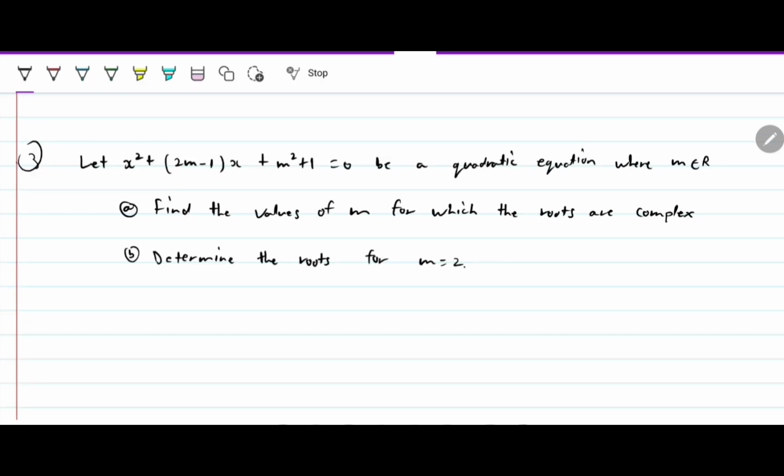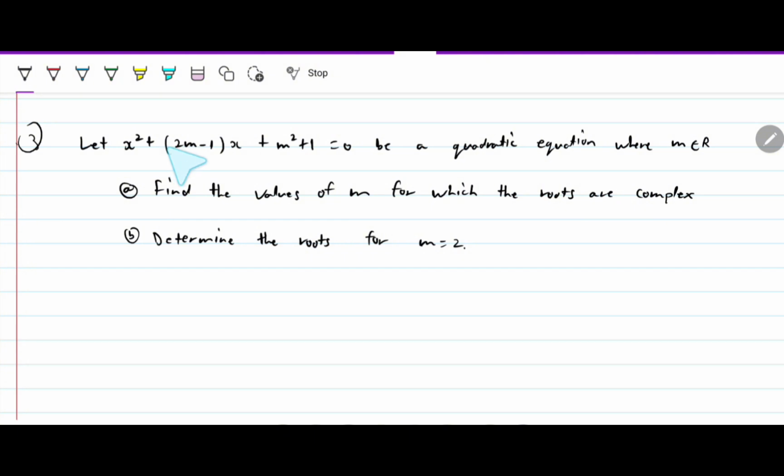This one is slightly more difficult. So let x squared plus (2m minus 1)x plus m squared plus 1 equals 0 be a quadratic equation where m is a real number. Find the values of m for which the roots are complex. Determine the roots for m is equal to 2. All right, so let's look at part A.